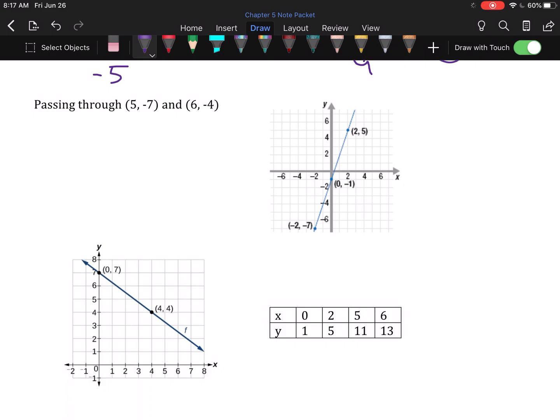Passing through the points 5, negative 7, and 6, negative 4. Okay. Second y value, which is negative 4, minus the first y value, which is negative 7, over second x value, which is 6, minus first x value, which is 5. Negative 4 minus negative 7 is negative 4 plus 7, that's 3. 6 minus 5 is 1. 3 over 1 is 3.